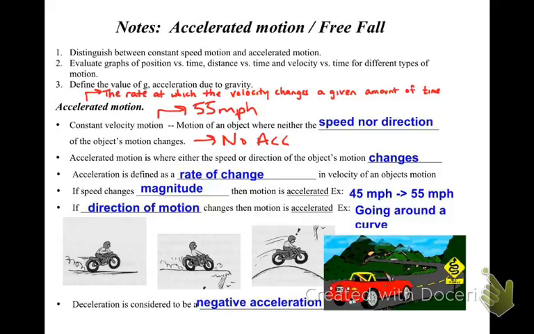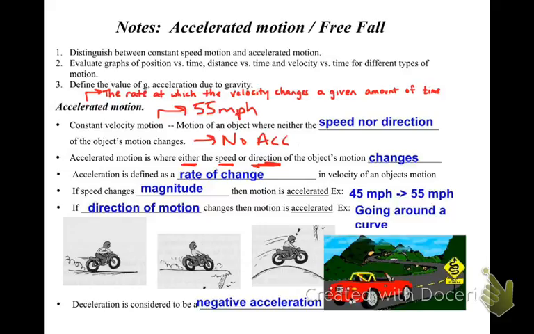Accelerated motion, however, on the other hand, is where either speed or direction of an object's motion changes. So yes, you can increase your speed or you can decrease your speed. That would be accelerated motion. Or you can turn your vehicle or make some kind of turns if you're running. So acceleration is defined as the rate of change in velocity of an object's motion. What that means is you're altering your velocity over a certain period of time.